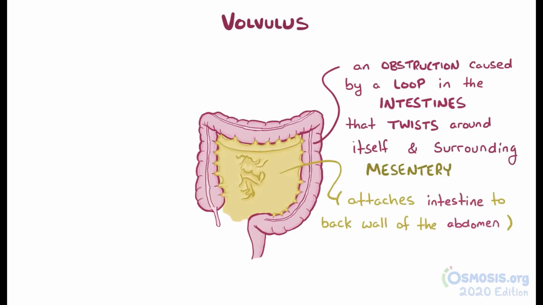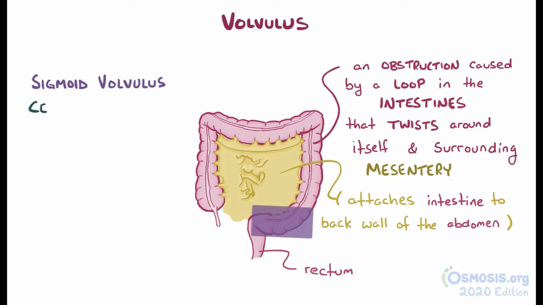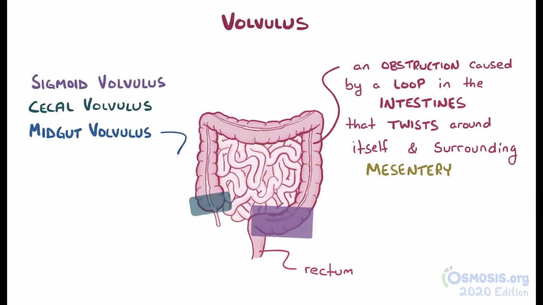The three most common types of volvulus are a sigmoid volvulus, which happens in the last part of the large intestine leading to the rectum, a cecal volvulus, which happens in the beginning of the large intestine, and a midgut volvulus, which happens in the small intestine.